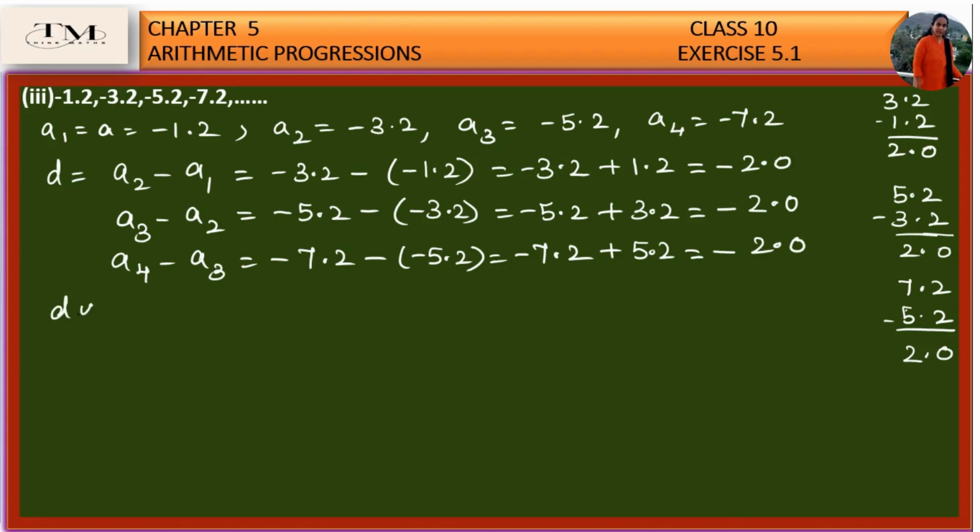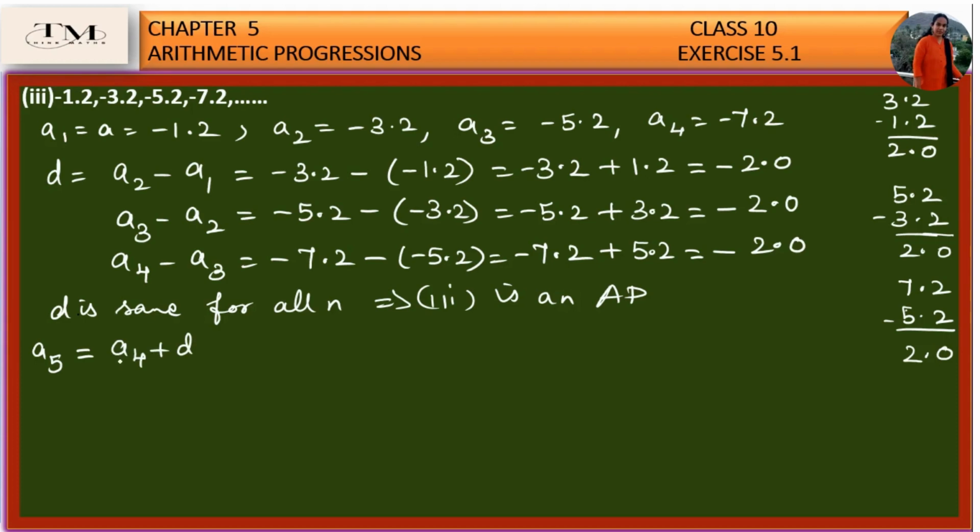So that means D is the same for all n. So if it is the same, then the third sequence is an arithmetic progression. So if it is an arithmetic progression, we have to find the next three terms. They gave up to A4. We have to find A5, A6, A7. So what is A5? You have to add D with the previous term. So the previous term is A4 and you have to add D.